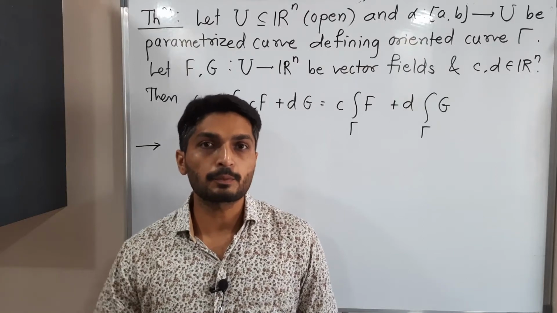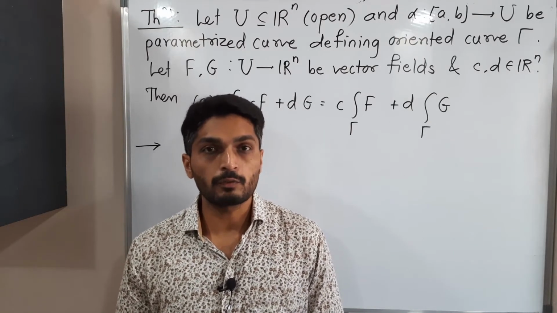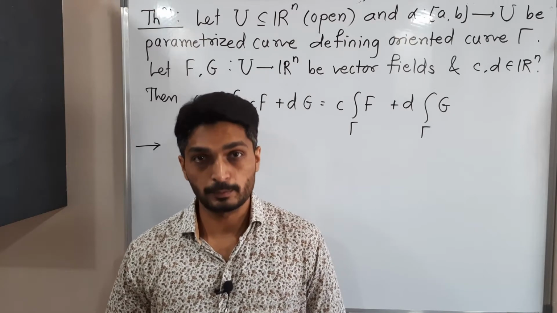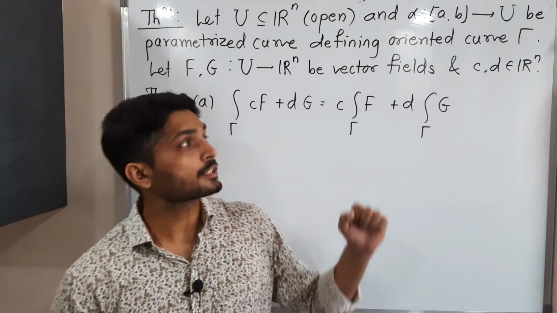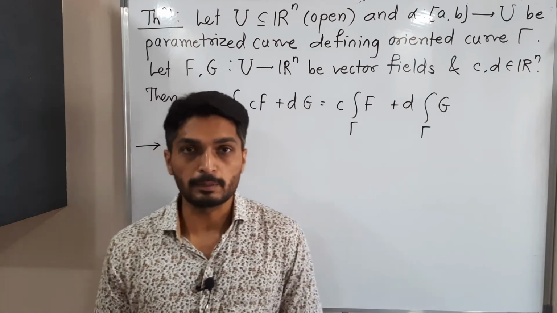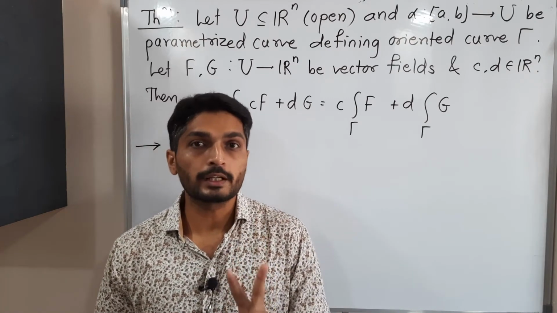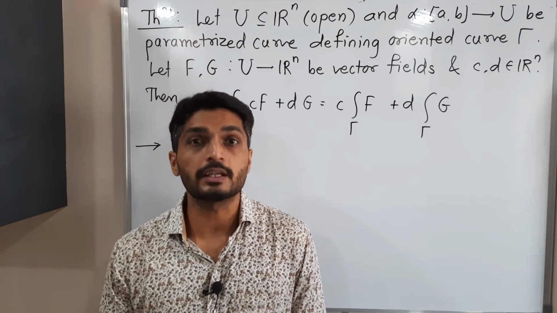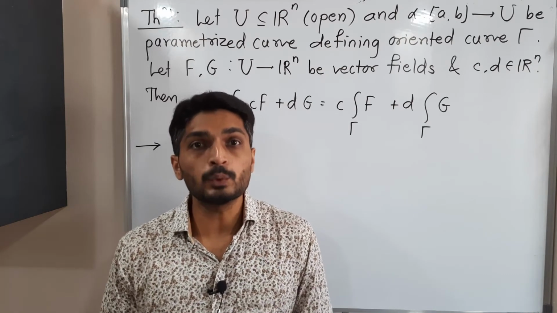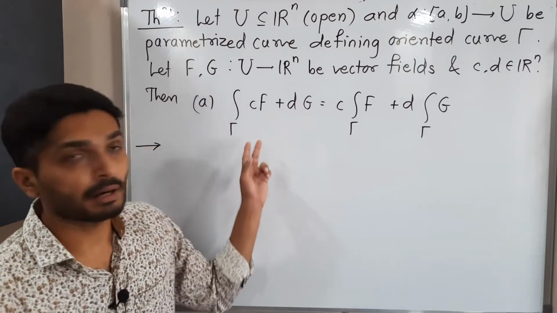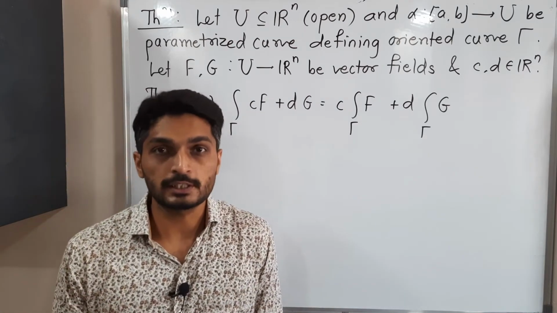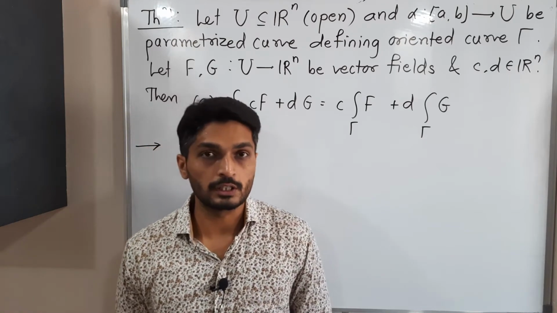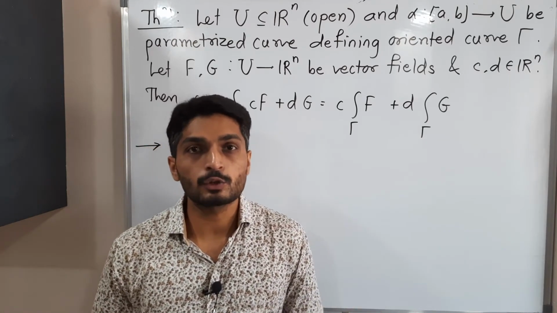Let us discuss some properties of line integral of vector field. We have a parameterized curve gamma, whose parameterization is alpha defined on closed interval [a, b]. We have two vector valued functions, capital F and capital G, with real constants c and d. We have to prove that the integral over gamma of cF plus dG is equal to c times the integral of F plus d times the integral of G.